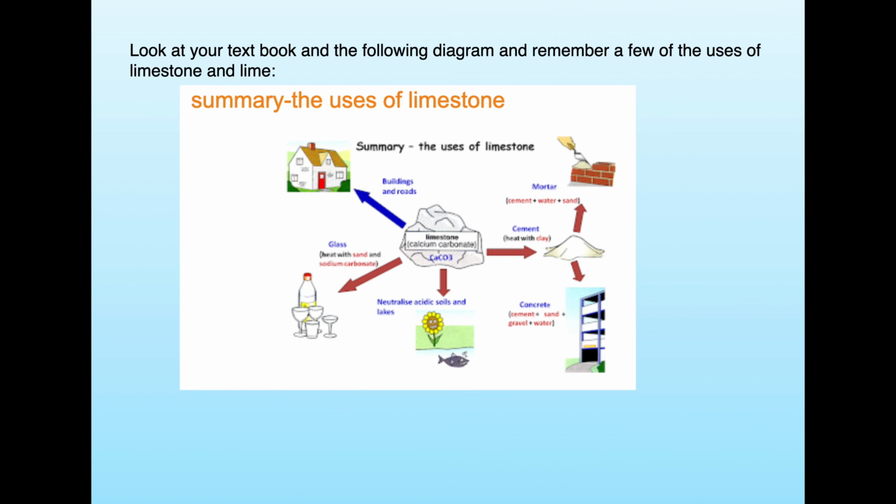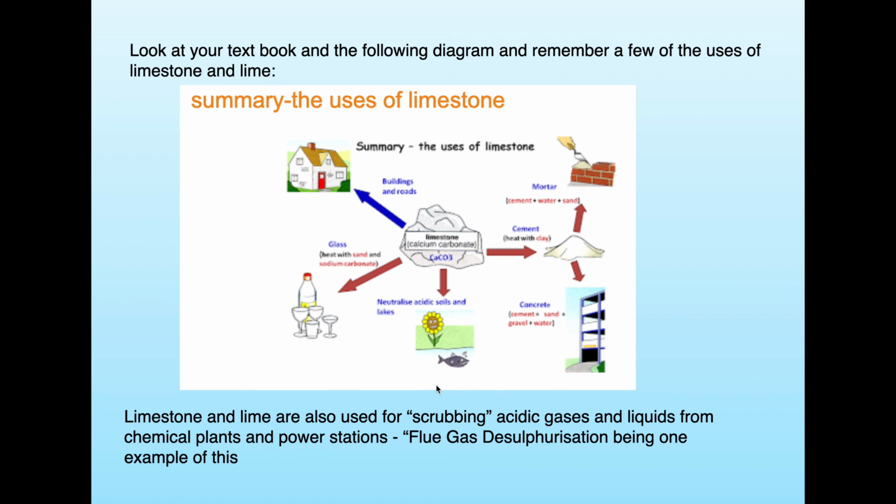Now, you need to know some of the uses of limestone and lime, so you can have a look in your textbook. It's a pretty important material used in buildings and roads, and used to make concrete, so cement, and to make mortar, which is the thing that goes between bricks. It's used in the process of making glass. It's used to neutralize acidic soils. And also, we've seen before, it can be used for scrubbing acidic gases and liquids. Scrubbing is the cleaning process.